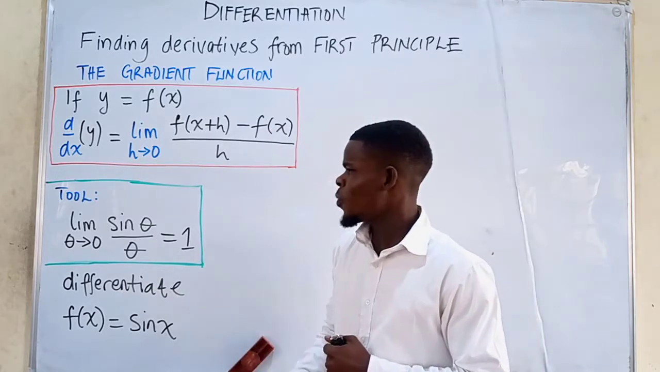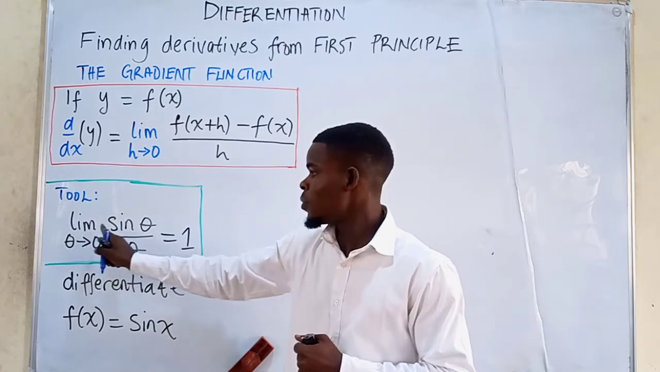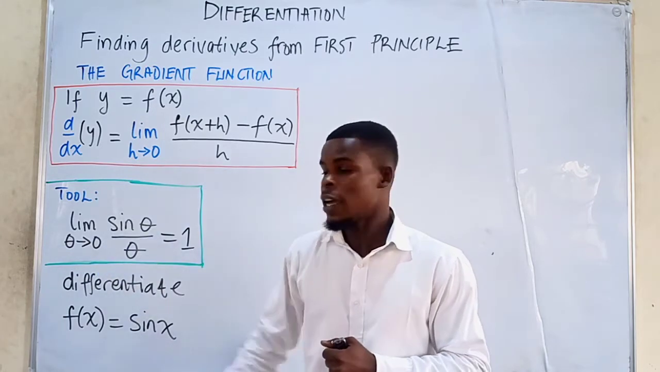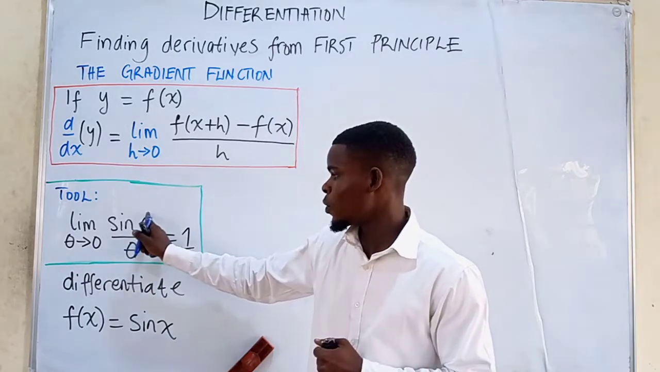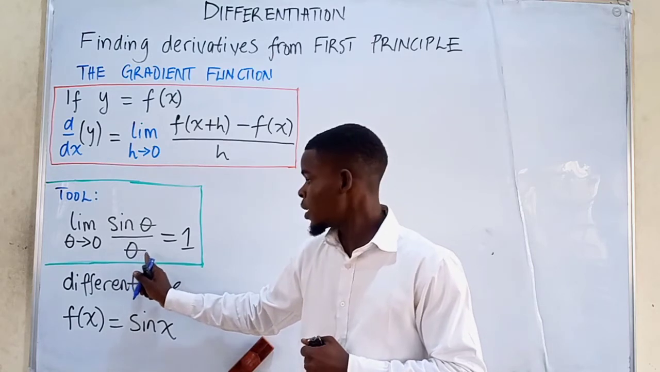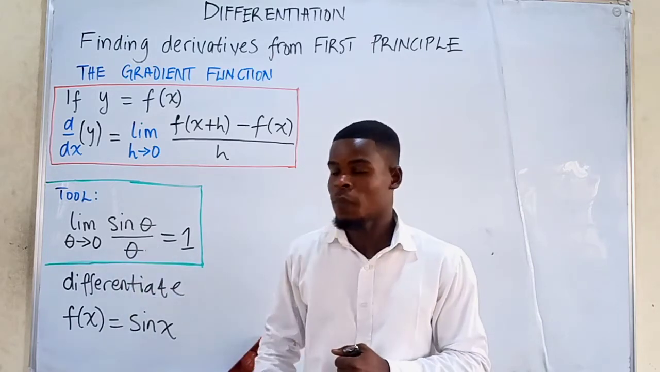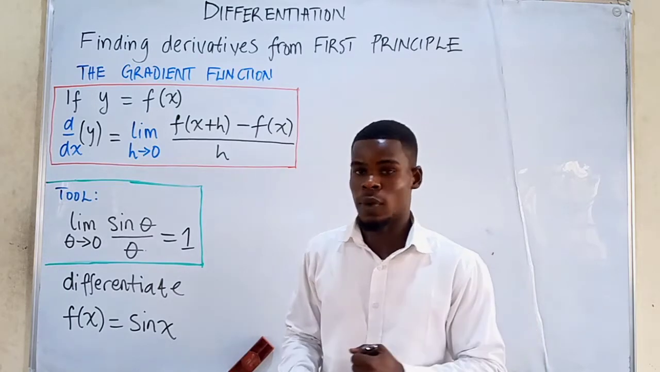Great. And now I'll be using the following tool. The limit of sine theta over theta as theta tends to 0 is just 1. So if you have sine of an angle divided by something in the denominator, and the thing in the denominator is the same as that angle, and the denominator tends to 0, the result of that limit is just going to be 1. Good.